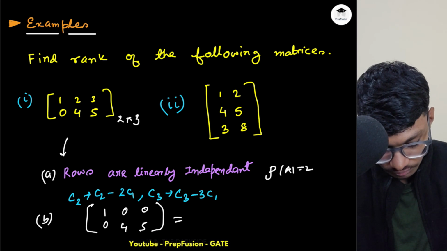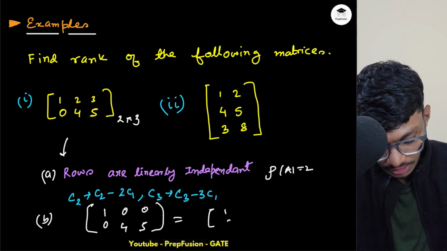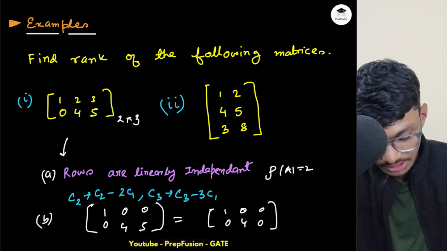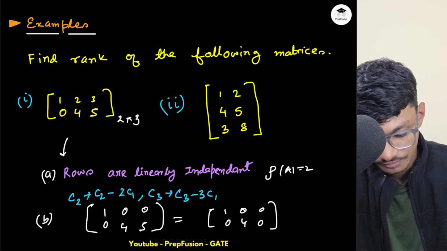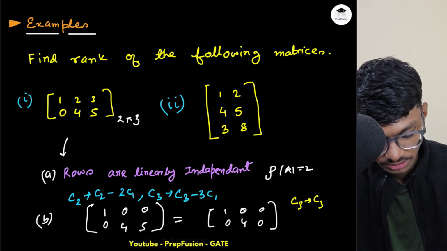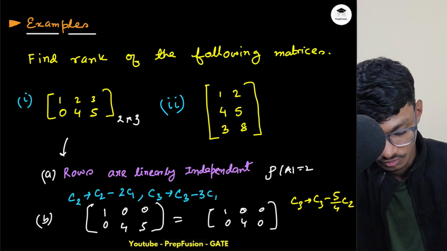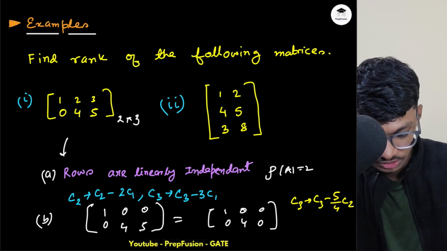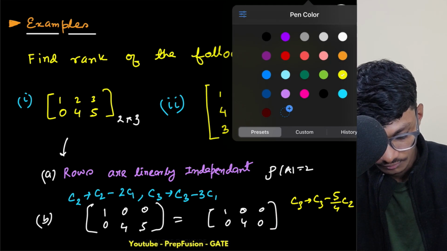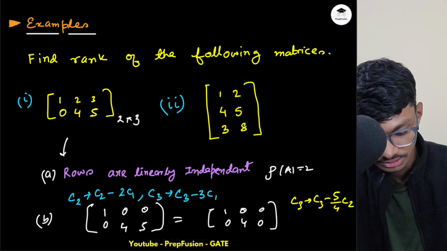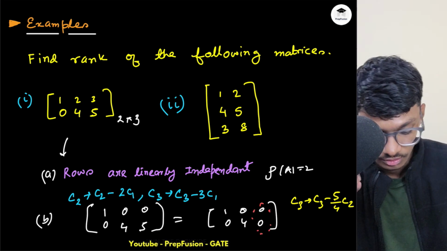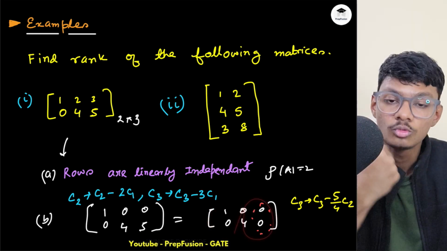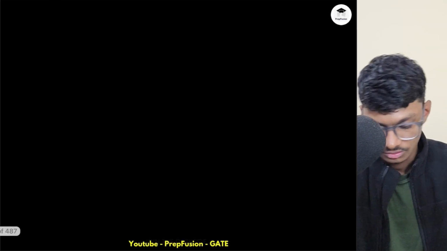Then I can totally make this column 0. How? I will subtract 5 by 4 C2 from this column, C3. So C3 is changed to C3 minus 5 by 4 C2. So this is totally 0. If this is totally 0, what does it mean? It means that I have two non-zero columns, and the other one is 0.